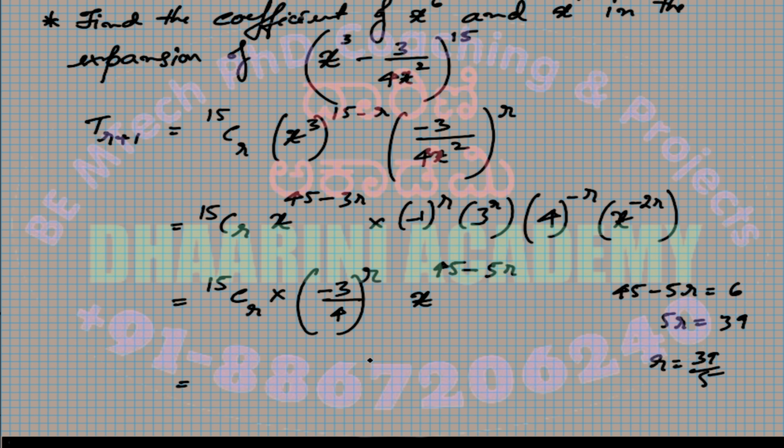This means there is no rth term which represents this. There is no rth term which satisfies this condition. So there is no x to the power 6 coming in the expansion of this whole term. That's what is the meaning. So you can actually write, this is the answer: no term has x to the 6 in the expansion. Just to show that there is a condition like this, the problem is given.